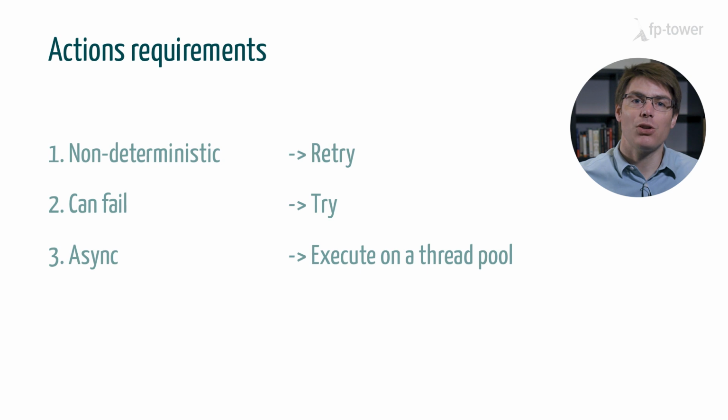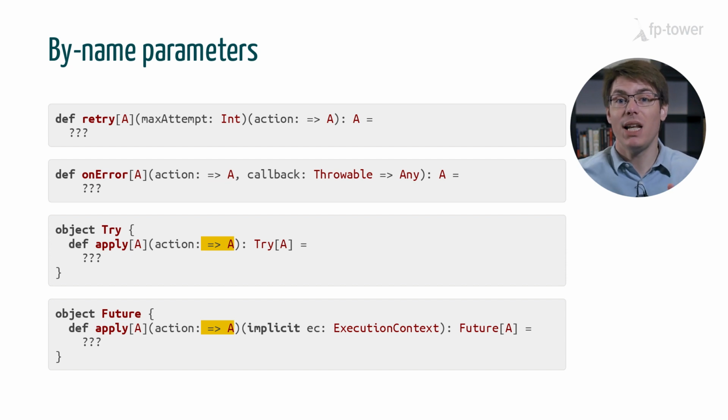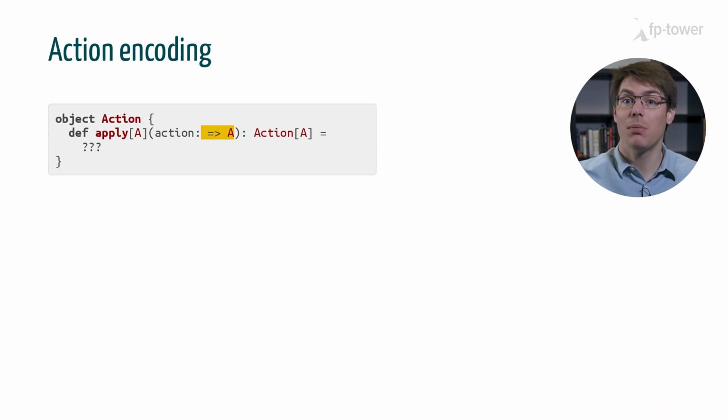Okay, so the goal for today's lecture is to design an interface for actions in Scala, so that they satisfy these three requirements. In the previous exercises, we discovered that byname parameters play a crucial role. For example, they were required to implement a generic retry and on-error functions. Additionally, we saw that byname parameters were used in the constructor of try and future. So we may not know how to encode actions just yet, but it is likely that the action type will need a constructor that takes a byname parameter. So let's start with that.